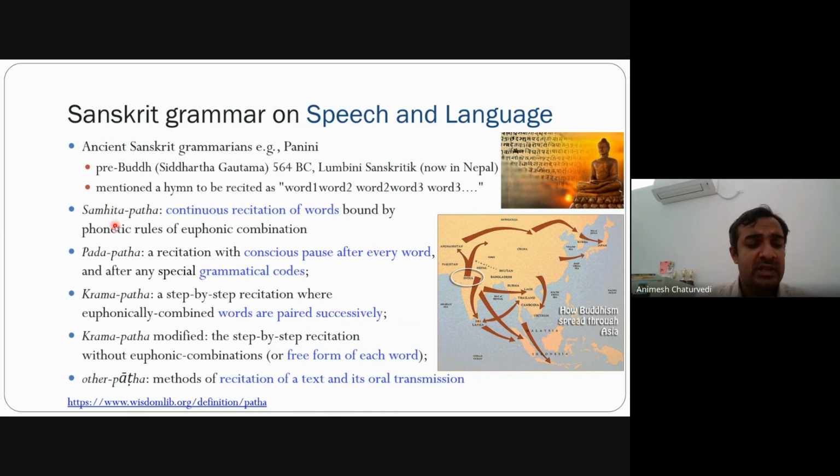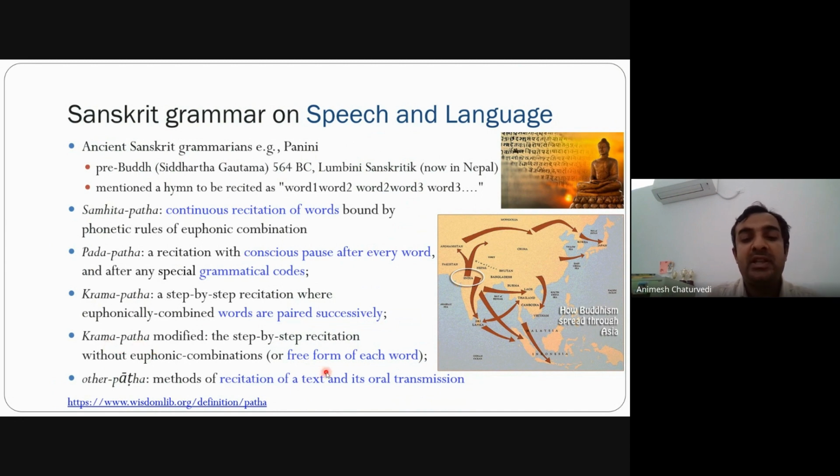Prakritic languages like Hindi and other languages exist with the formation of Sanskrit, and then it resulted in different languages like Persian and other modern-day languages. Earlier it was like Samhita Path, that is continuous recitation of words. Then Padapath, that is a conscious pause after every word, as grammatical code was being introduced. And then Krama Patha, that is words are paired successively, meaning the sequence has to be logical.